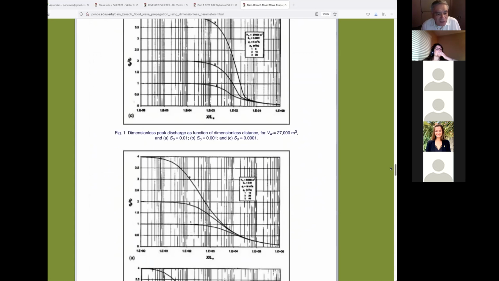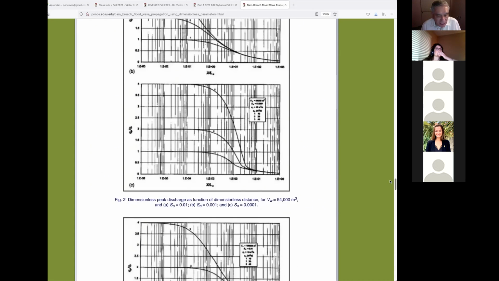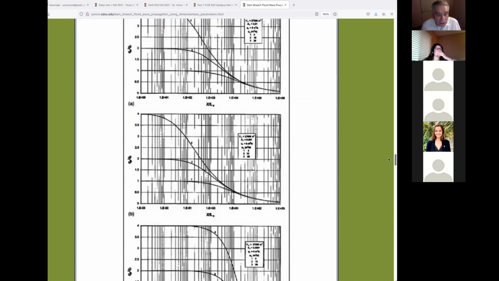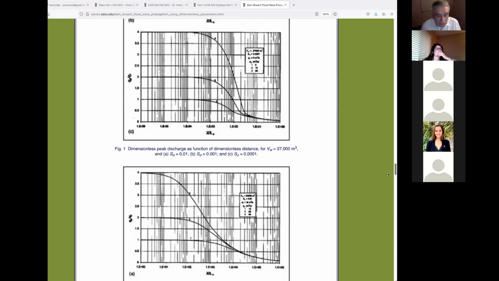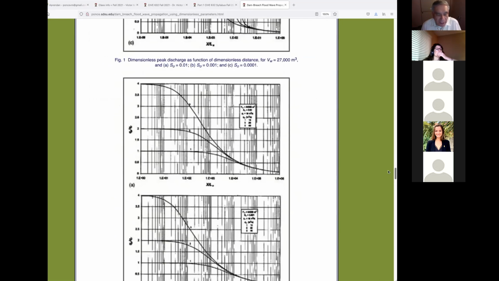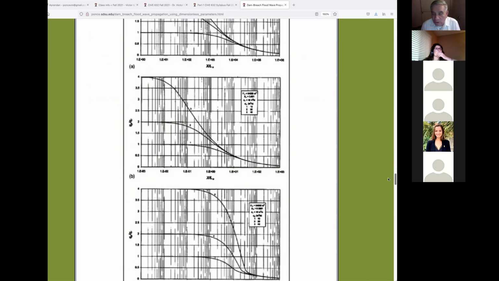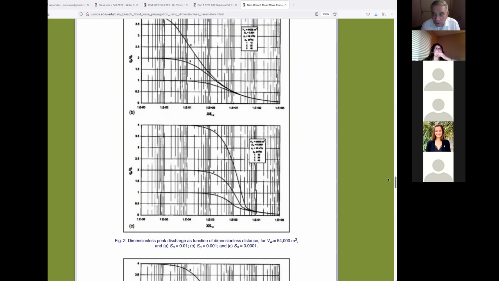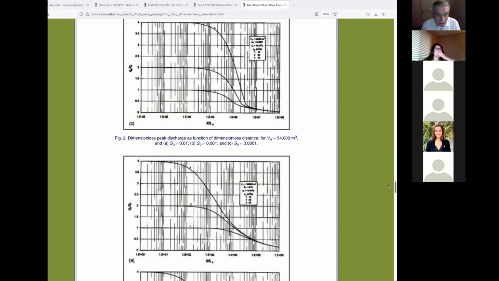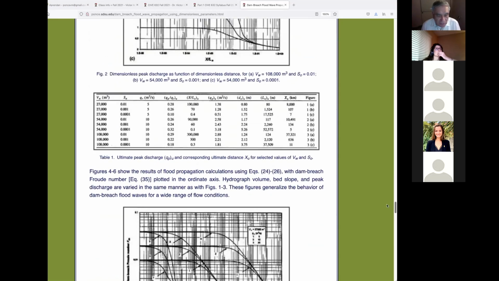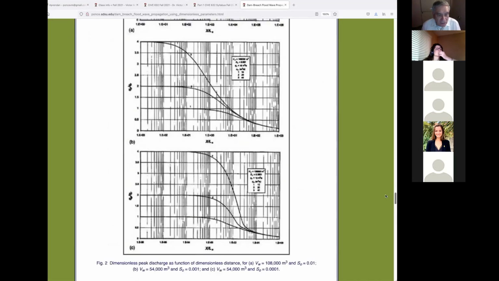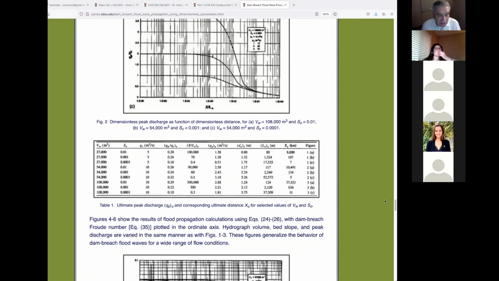So we got these three graphs for the first case. The first case is 27,000 cubic meters. That's per unit of width, by the way. We did this per unit of width. That's the only way we could fully non-dimensionalize it. 24, 27, 54, and 108. Over here it's 108. And then we get this table which shows the answers.